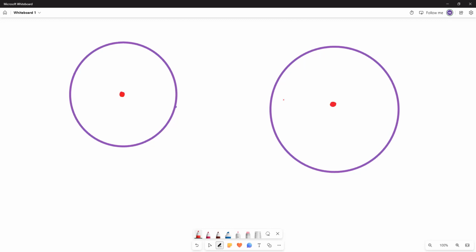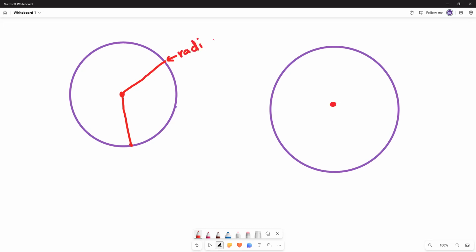Perfect. And then the first line that you need to know is this line, the line from the center of the circle to any point on the circumference of the circle. It can move from here to there. It can move from here to there. It can move from here to there. This line, we call it a radius. It's called a radius.